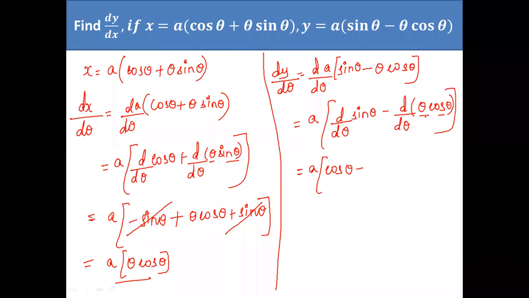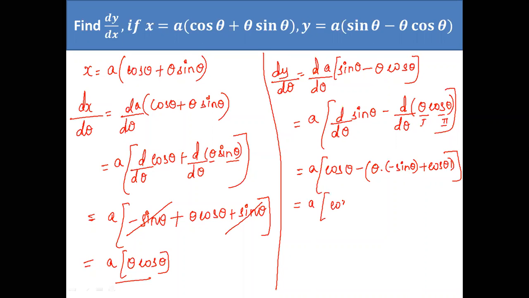So you have to apply the UV rule. This is the first function, this is the second function. But you have minus here, so you should be careful with the minus. So put a bracket. Whenever you have minus, put a bracket to be on the safer side. So minus into theta, the first function, times the derivative of cos theta. The derivative of cos theta is minus sin theta, plus the second function into the derivative of the first. What is the derivative of theta? It is 1. Now you remove the bracket.